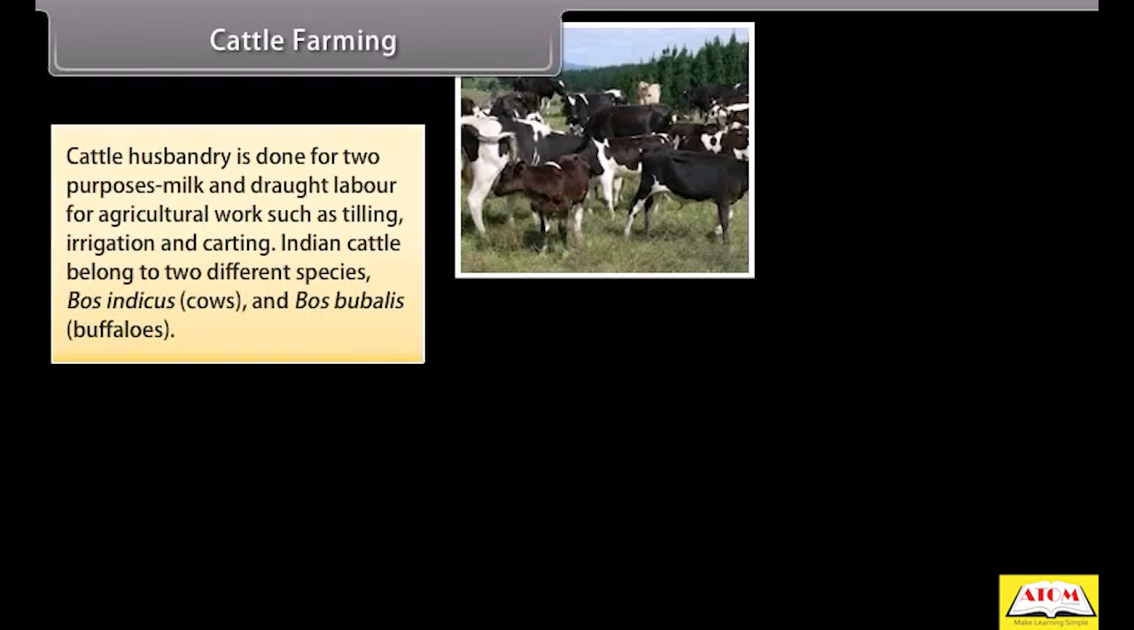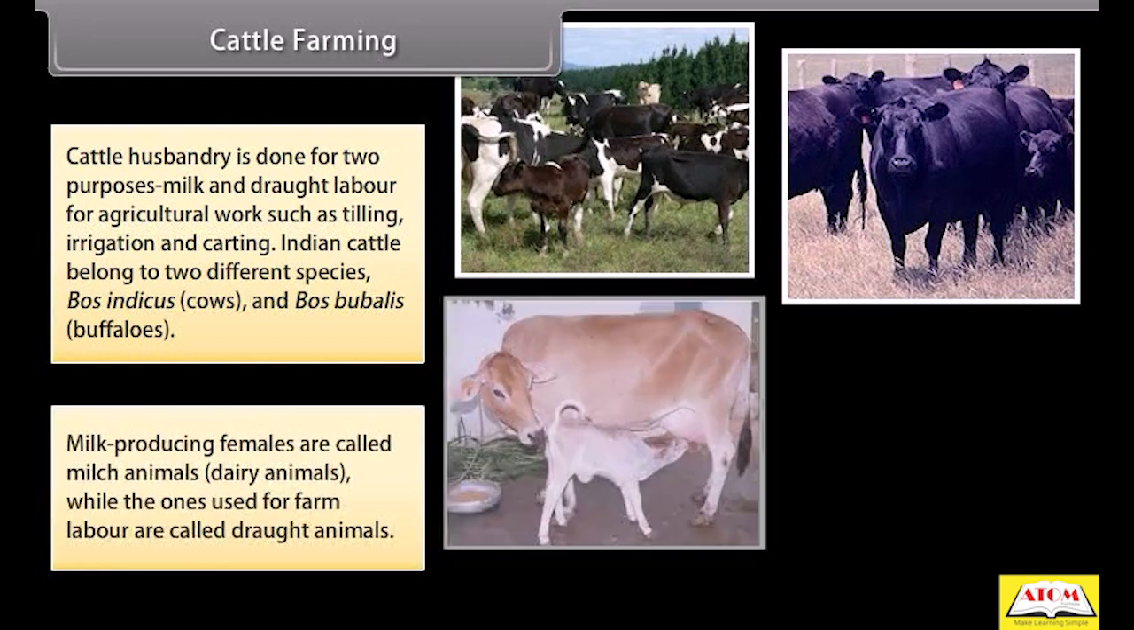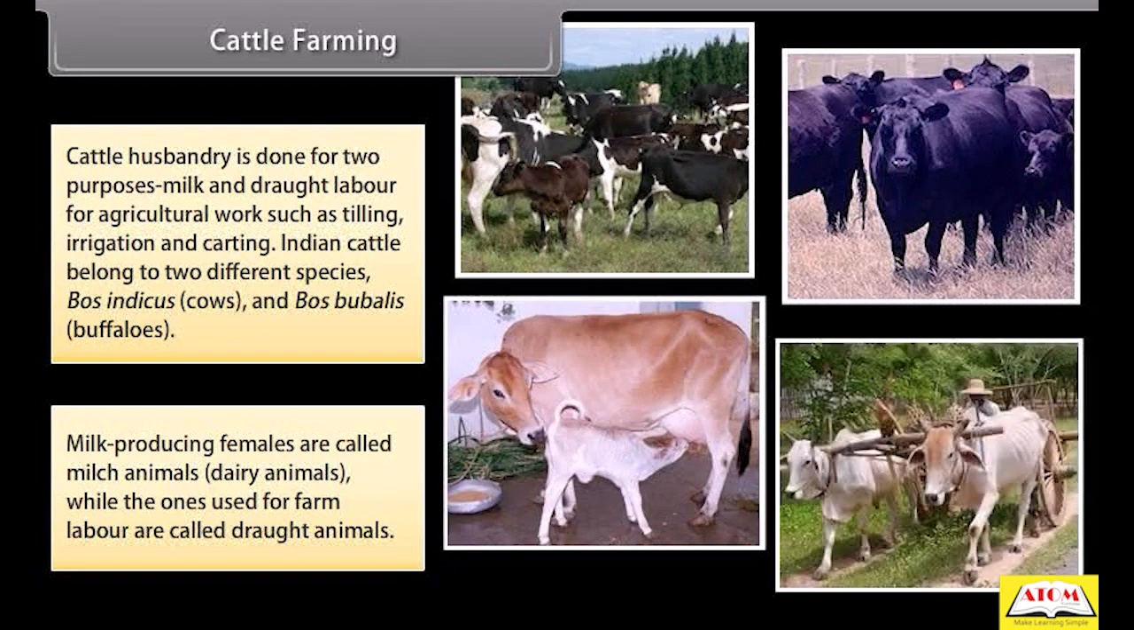Cattle farming. Cattle husbandry is done for two purposes: milk and draught labor for agricultural work such as tilling, irrigation, and carting. Indian cattle belong to two different species: Bos indicus, cows, and Bos bubalis, buffaloes. Milk-producing females are called milch animals or dairy animals, while the ones used for farm labor are called draught animals.